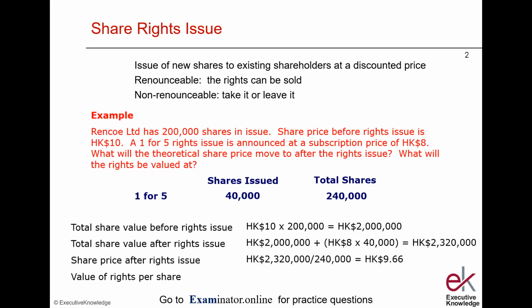What is the value of rights per share? Well, what is it I am buying? I am buying a share that after the rights issue will be worth $9.66. What am I paying for that share? I'm paying $8. So the value of the rights per share is the difference, the $9.66 that the share will settle at and the $8 that you pay out if you exercise the rights. So the right is worth $1.66. Again, that could be the answer to a question.